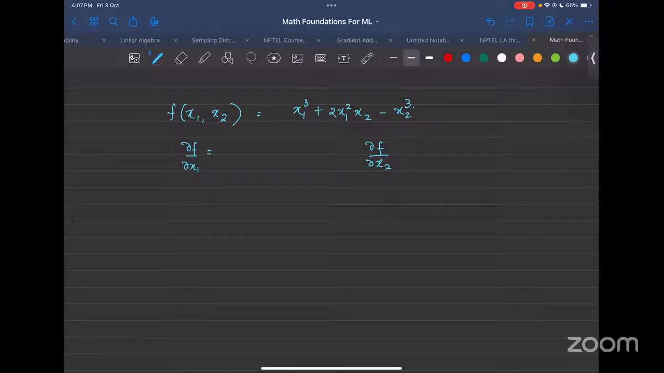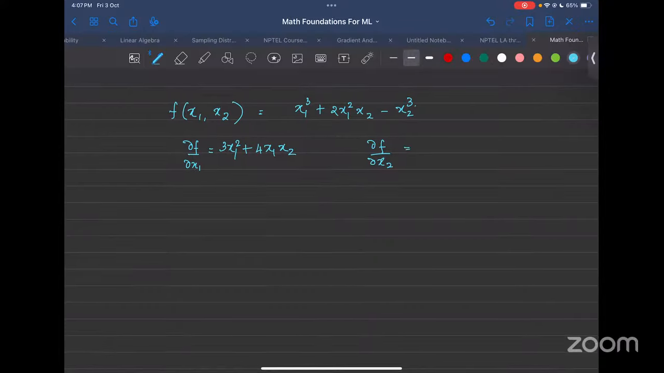What is dou f by dou x1? I have it as 3x1 squared, then from 2x1 squared x2 we get 4x1 x2. That's the gradient's first component, the partial derivative with respect to x1, and the partial derivative with respect to x2 is going to be 2x1 squared minus 3x2 squared.